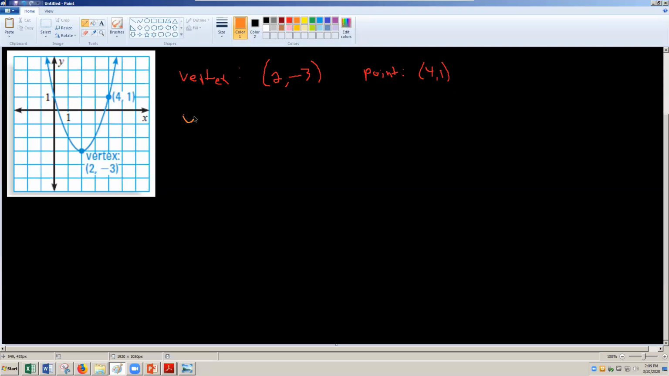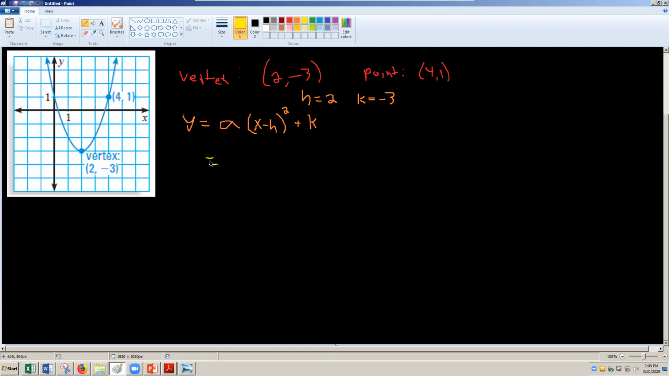Vertex form looks like this: y equals a, and then x minus h squared plus k. Now, when I give you the vertex, I'm really giving you h and k. So here my h value is 2. My k value is -3. I'm going to take those values and plug them into this equation, and we're going to see that we don't know everything. I might know a later, but for right now, I don't.